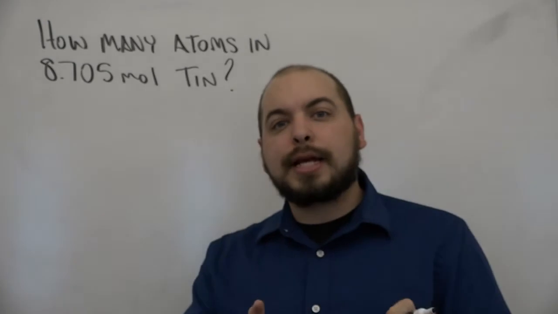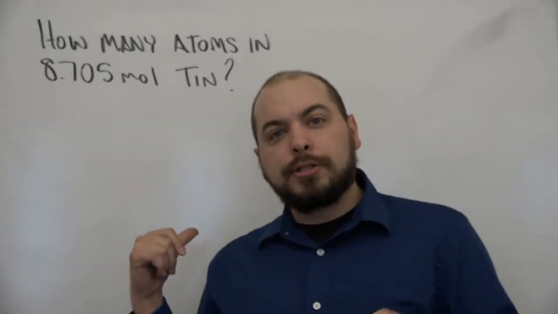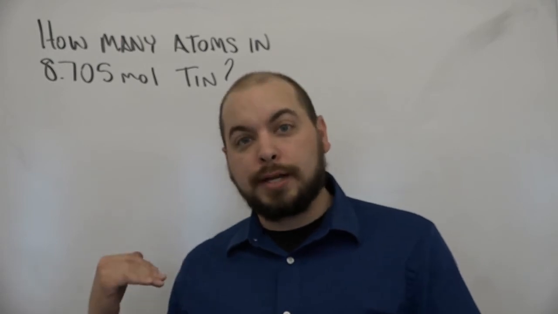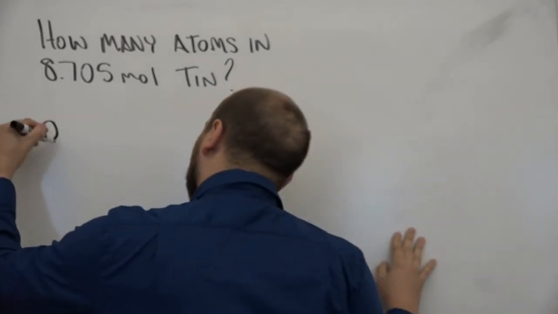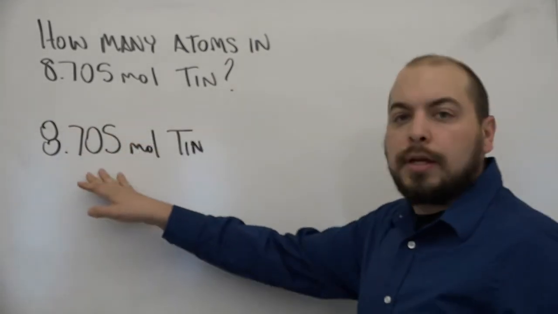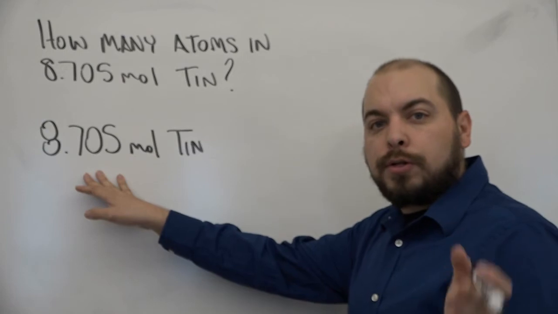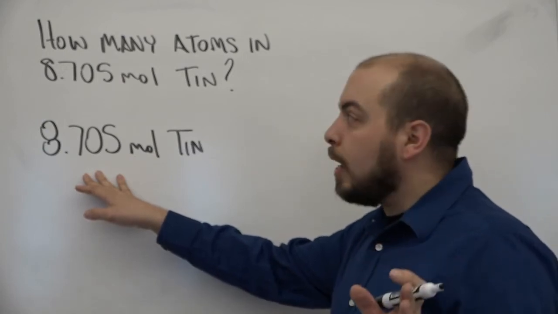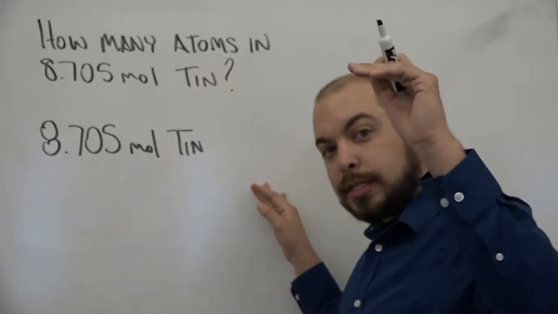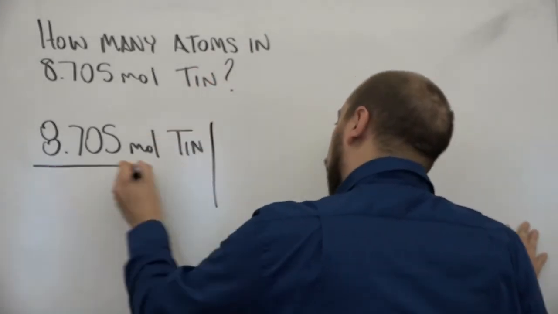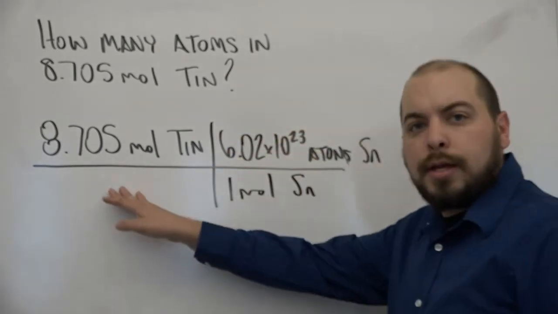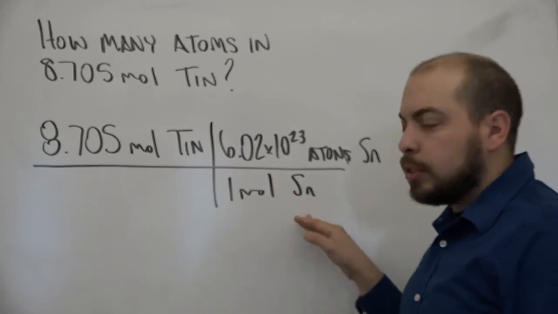All right, now that you've had a second to solve the problem, let's do it together. We're going to start by writing out the number we're given, 8.705 moles of tin. Now, we're going to convert using Avogadro's number. We want to get from moles into atoms, which means we need to have atoms on top, moles on the bottom. We multiply across the top, divide across the bottom.